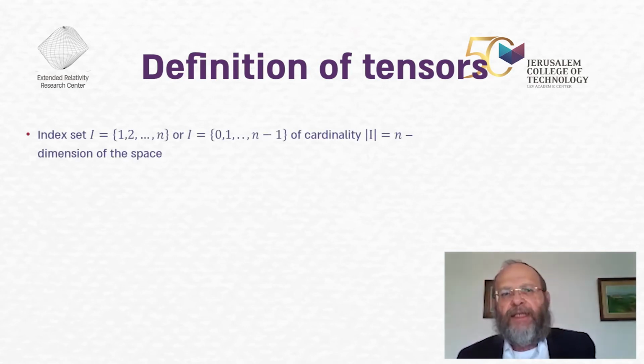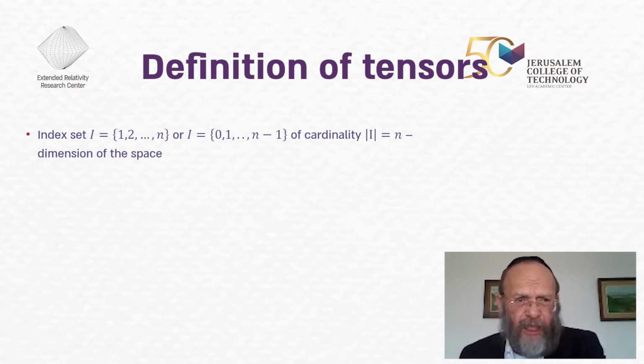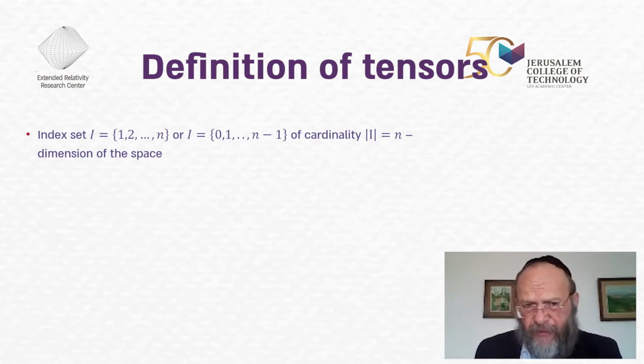So we have to start with an index set, which is mostly the basis index, the basis is numbered. And in physics, we have two types of numbering: 1 to n, or we start from 0 till n minus 1. In relativity, the second one is used, where 0 is the time. But anyway, we have a basis consisting of n elements, and I is the index set we run over, this set capital I.